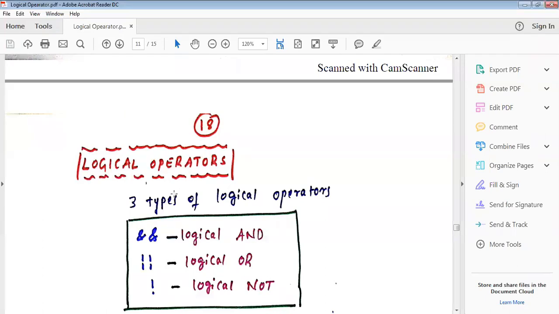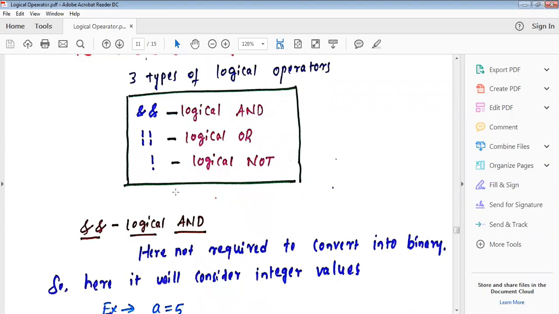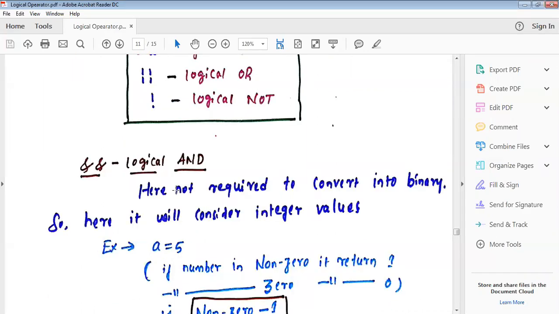So in the bitwise operator, we need to convert the decimal value into the binary value, and again convert the binary value into the decimal. But in the logical operator, it is not required to convert into binary. That is very important. Here it will consider integer values. You directly apply the integer value to get the result.